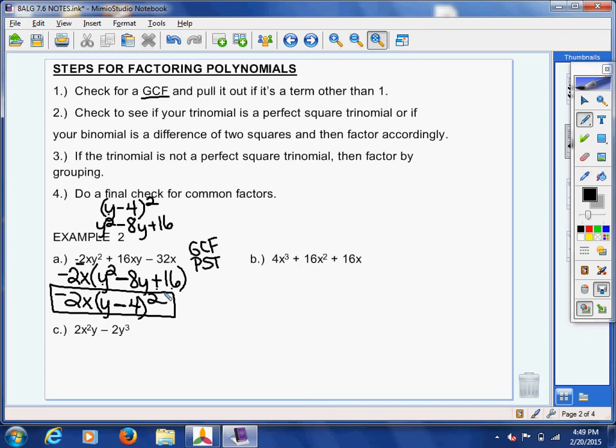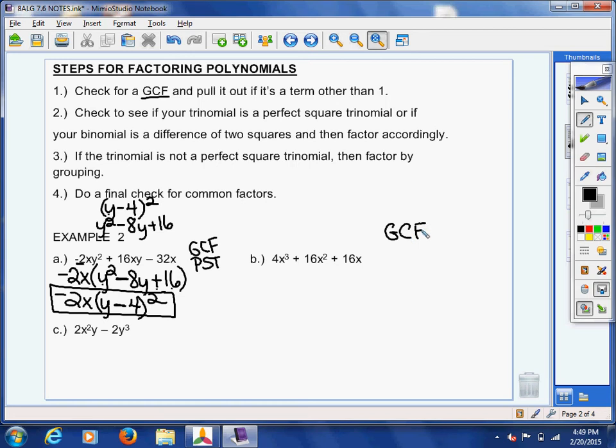It's going to take you a little while to get the hang of this. That's what I want to show you in example 2, do a couple in example 3, and then let you try some, okay? Let's look at B. Let's first look for a GCF, okay? That's always your first step. Is there a GCF I can pull out?